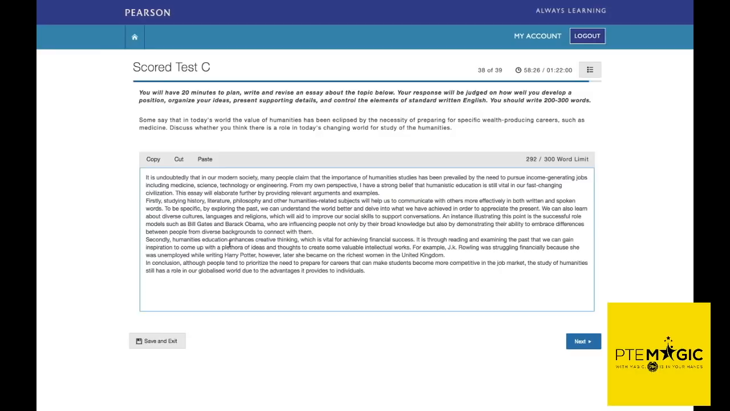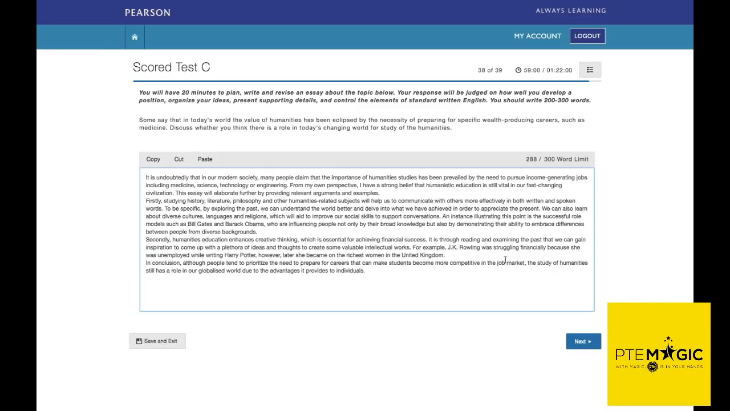Secondly, humanities education enhances creative. Maybe I just cut this one. Okay, secondly, humanities education enhances creative thinking, which is vital. I think I mentioned vital somewhere, so which is essential for achieving financial success. It is through reading and examining the past that we can gain inspiration to come up with a plethora of ideas and thoughts to create some valuable intellectual works. For example, J.K.